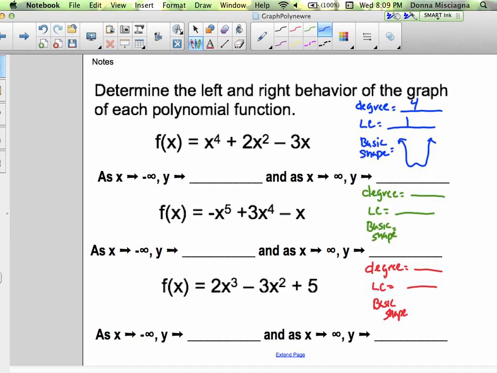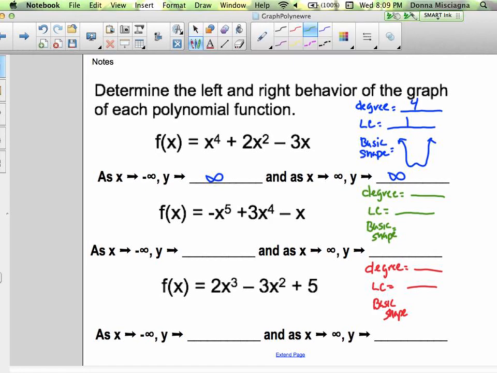What does y do? All right, so as x approaches negative infinity, y, both sides are high, it's approaching positive infinity. And as x approaches positive infinity, y approaches positive infinity. Right? So no matter what x is doing, both ends go up. Right? And so that means that's going to be positive infinity.